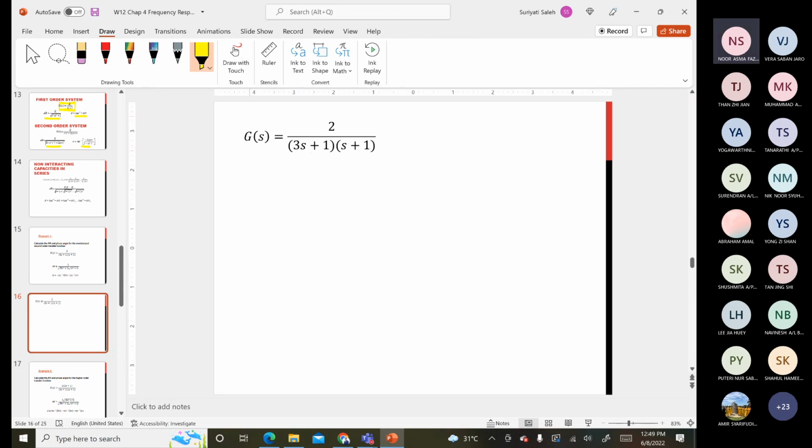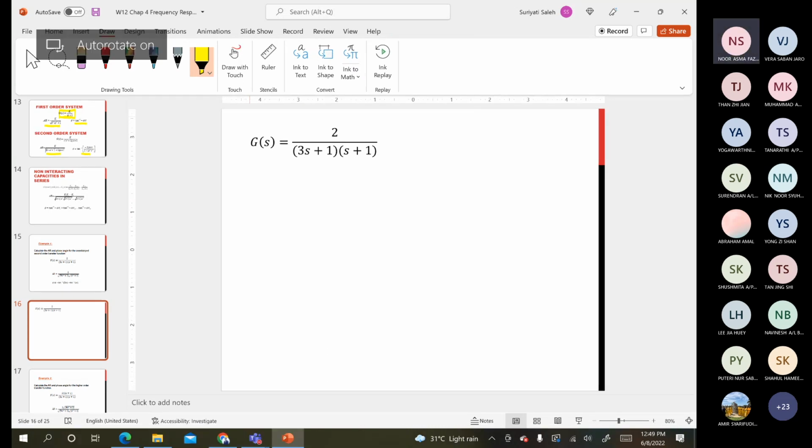So normally in this case, let's say you have the transfer function G(s) equal to 2 over (3s plus 1)(s plus 1). Normally what I want to assign, let's say here I put the numerator as GA, just for the symbol. And for the denominator, you have two parts, 3s plus 1 and s plus 1. So for the numerator, I put GA, this one G1, and this one G2, just for the sake of the symbol.